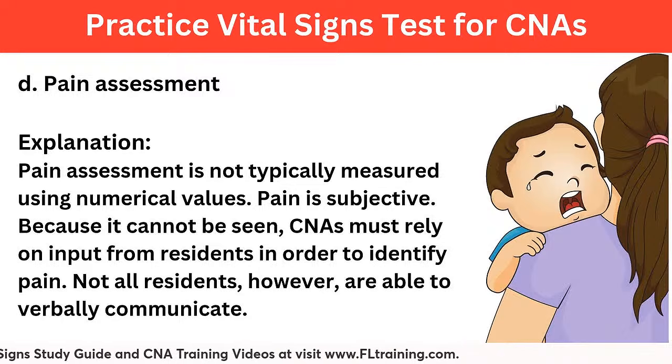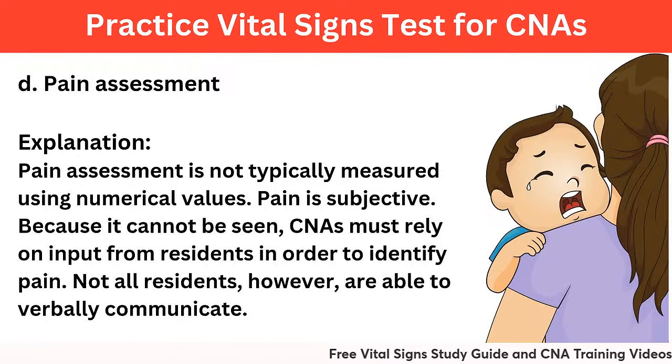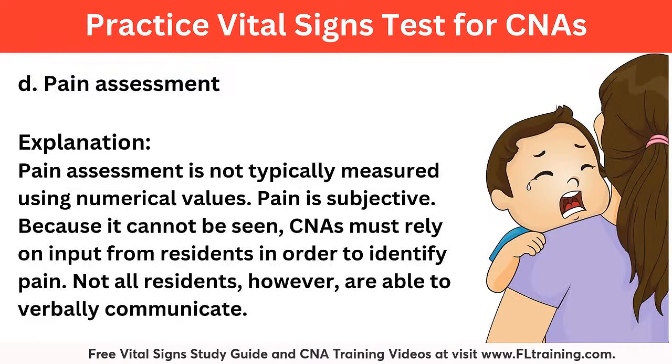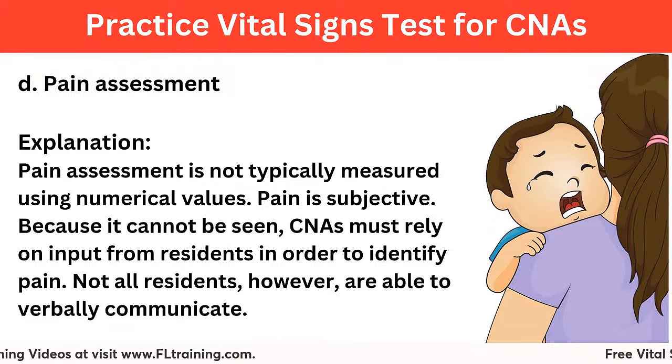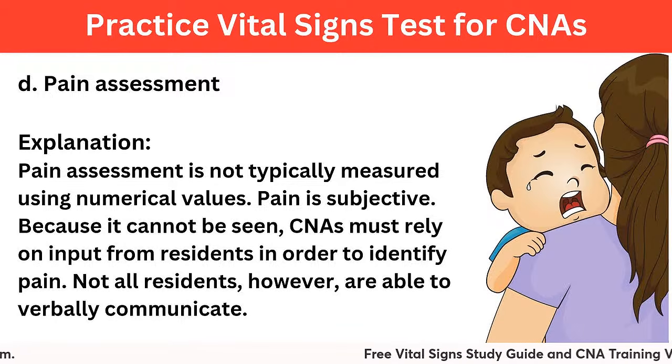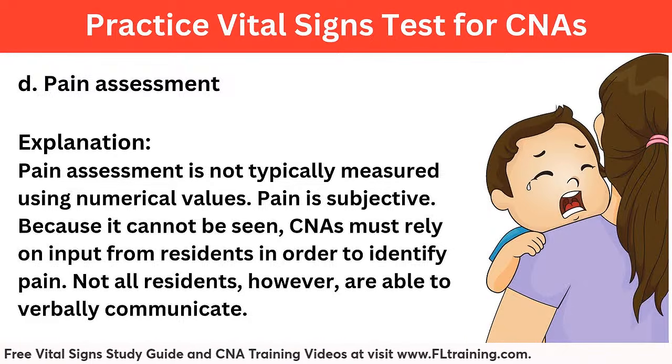So the pain assessment is not typically measured using numerical values because pain is subjective. CNAs must rely on input from residents in order to identify pain, but not all residents can verbally communicate. So if they're crying, that means you're going to document that pain level as being above an 8. If they're grimacing, that could be a 6 to an 8, but in either case, please try to notify your nurse because maybe she can give some medication like Tylenol to help decrease pain.